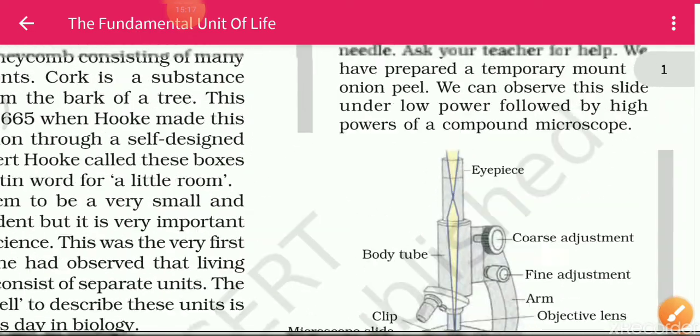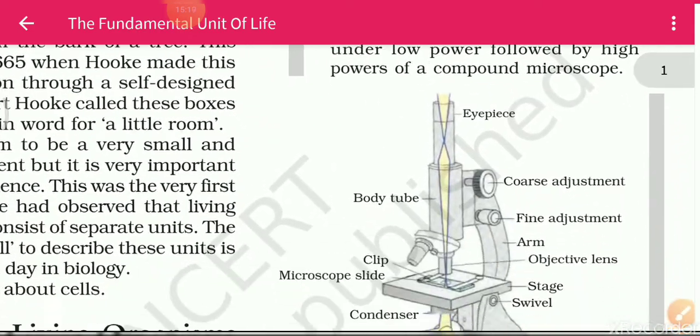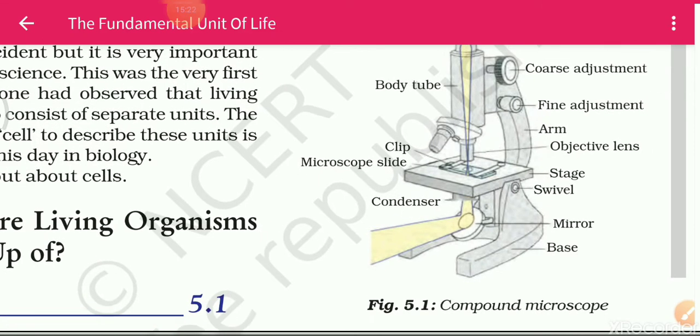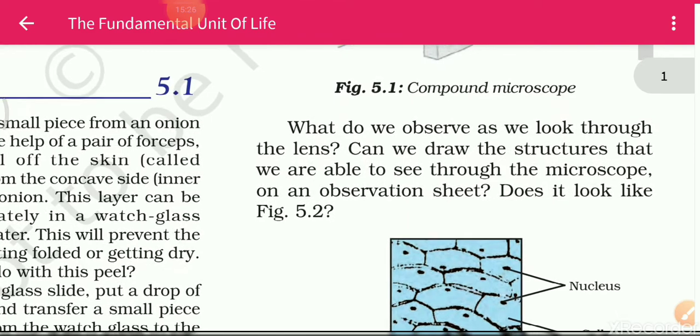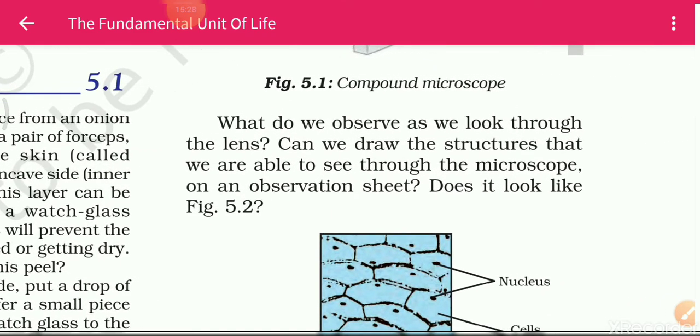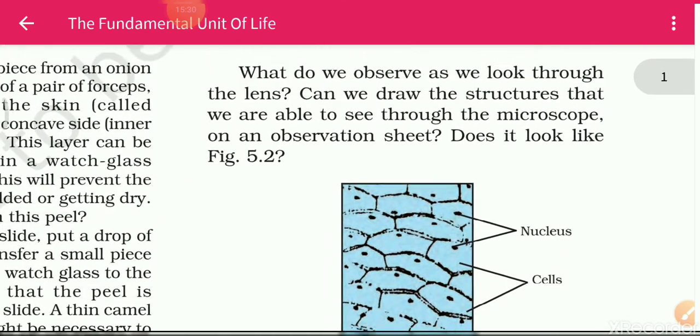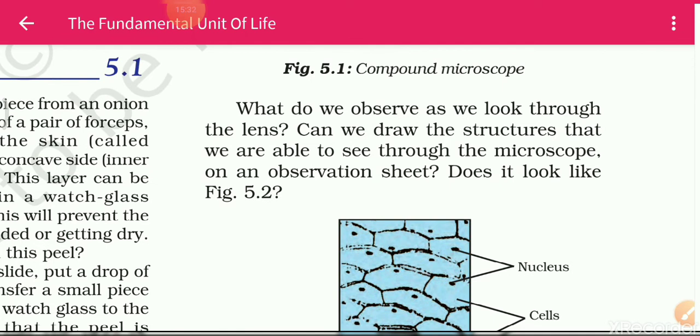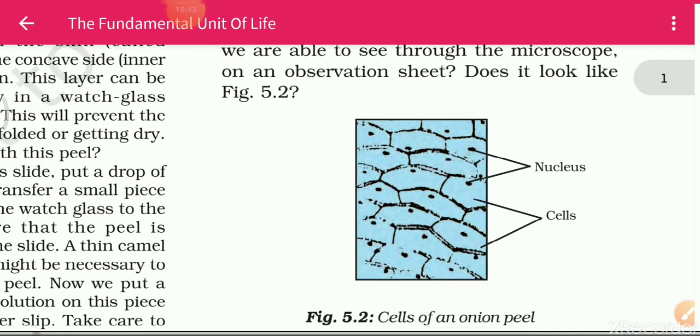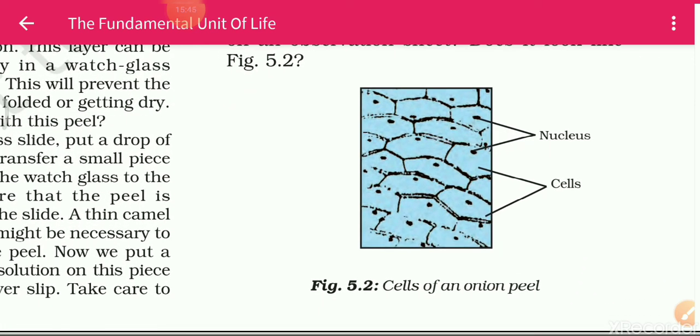Then students, when you observe these slides under this microscope, which type of structure will you find here? Then you will see a structure like this. Okay, see here, what do you observe as we look through the lens? Can we draw the structures that we are able to see through the microscope on an observation sheet? What does it look like? Now see, yes, this is a cell of an onion peel.